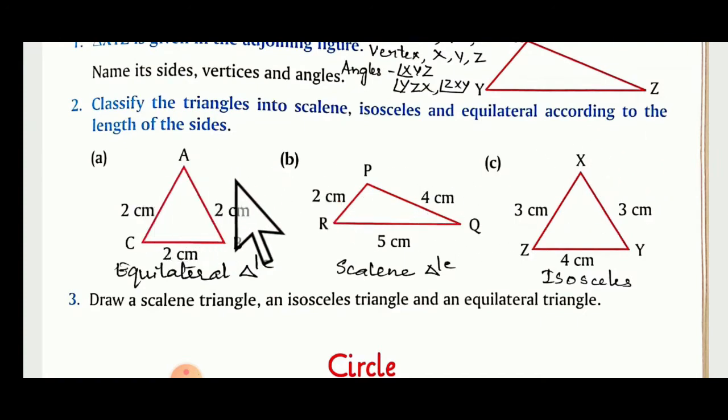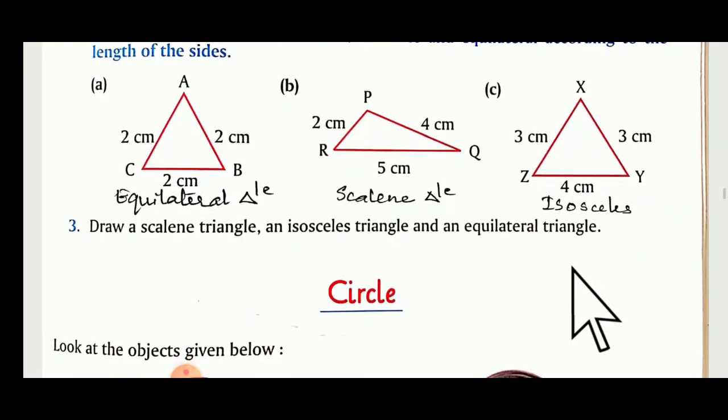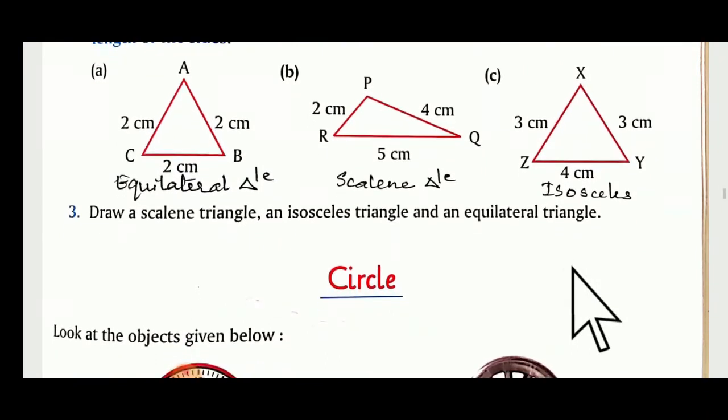A, B, C diagrams are given. You need to identify. See, this is 2 centimeter, 2 centimeter, 2 centimeter. That means it is an equilateral triangle. B. First one is 2, 5 and 4, with different sides, that means it is scalene. X, Y and Z. Two sides are equal, and the third one is 4 centimeters. Two sides are equal and one side is different. That means it is an isosceles triangle.